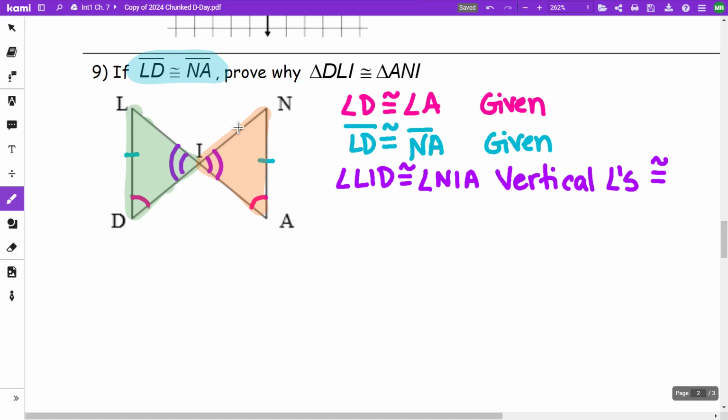Now, from my picture, I have enough information to say that triangle DLI, which is what they gave me at the top, I'm just following their order, is congruent to triangle ANI, I apologize, ANI. And the reason for that is angle, side. So angle, side congruence. And that is a proof.